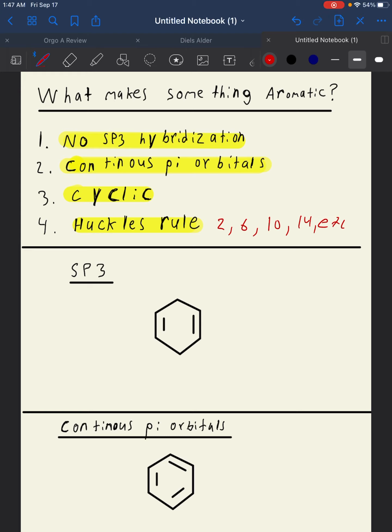So let's take a look at what no sp3 hybridization means. For this molecule right here, is it aromatic? It is not aromatic because there are actually hydrogens on here. And these carbons right here and here are sp3 hybridized and sp3 hybridized. And that means that no resonance can occur here. So, since that's the case, that means there's no continuous pi orbitals.